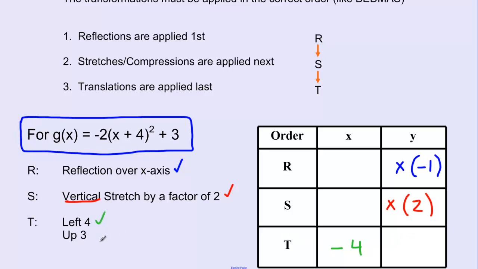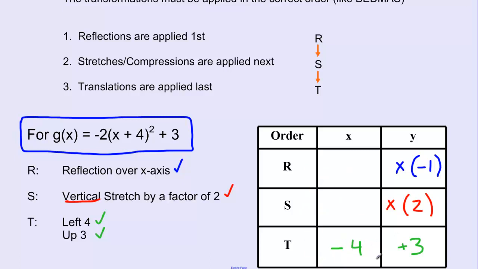Moving up 3, well, that's going to affect y values. Going up and down affects the y values. So each y value is going to need to be added 3 so that we can move everything up 3. And there you have it. We have all 4 of our different transformations now in our box. Multiplying by -1 to the y's, then multiplying all the y's by 2, and then last but not least, subtracting 4 from all the x's and then adding 3 to all the y's, in this order.